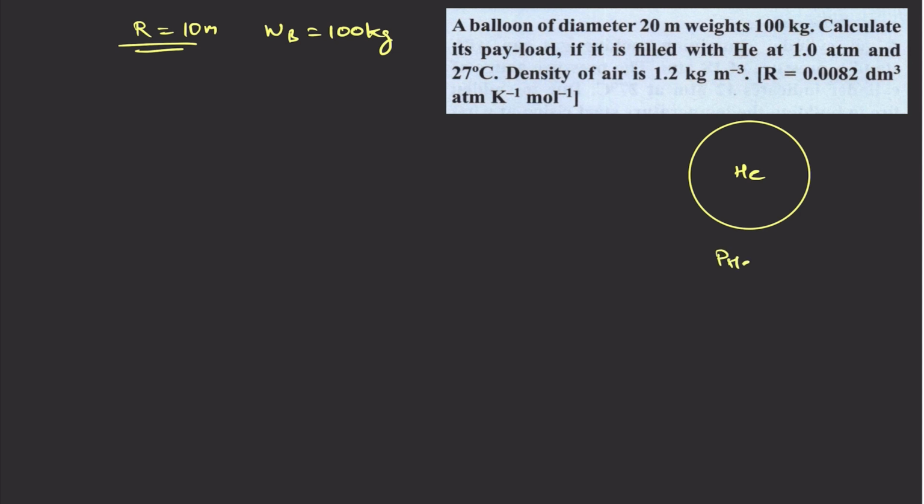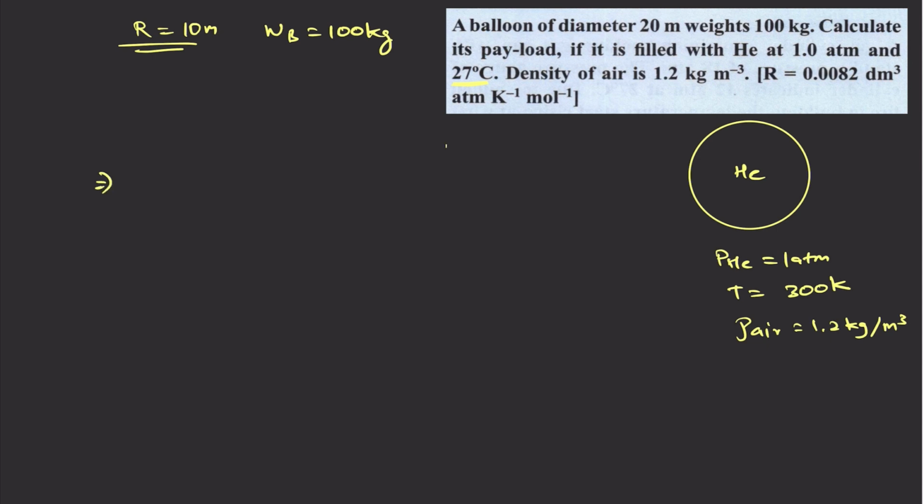Okay, the pressure of helium is given as 1 atm, and temperature is given in degrees Celsius. It can be converted into Kelvin as 300 Kelvin. Density of air is 1.2 kg per meter cube. All right, now we need to find out the payload.